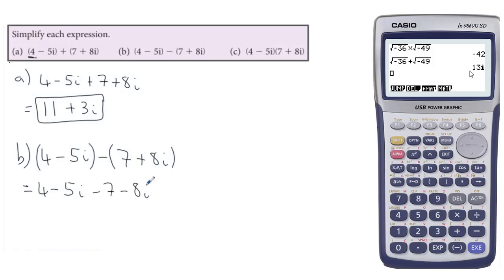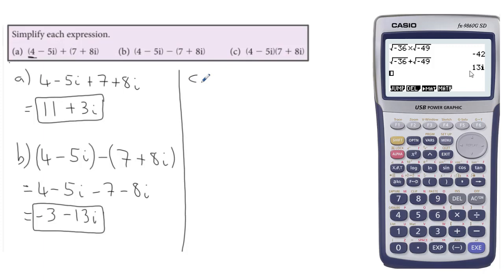Just group the real bits together. So 4 minus 7 is minus 3. And then the imaginary parts, you've got minus 5 minus 8, so minus 13i. And I suppose you could pull a minus sign out of that, but I'm not going to.